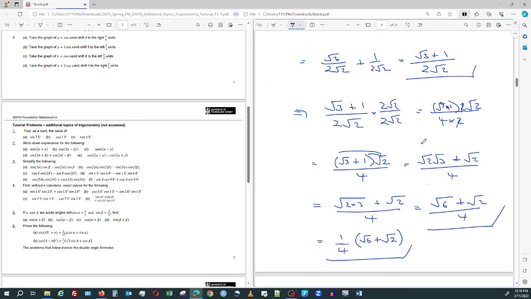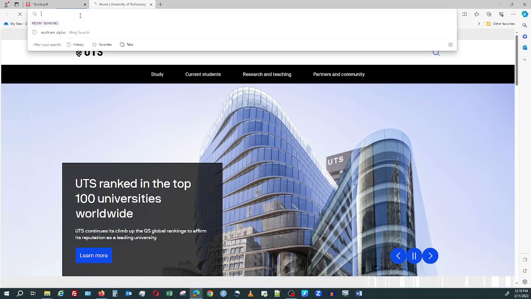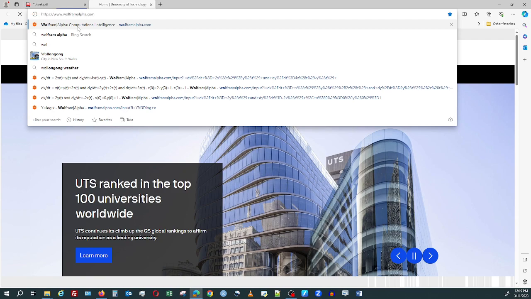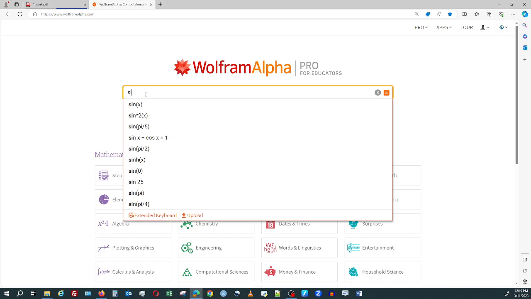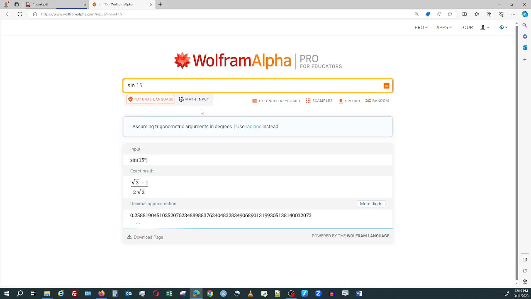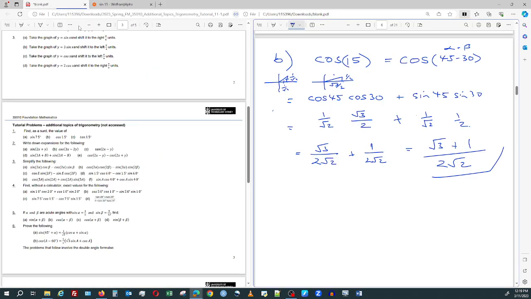Okay, so I want to check that. I'm going to use technology to help me check that because I'm too lazy to go looking for my equation sheet. That tells me if I put in sine 15, what do I get? I get an exact root. Now, there's a mistake in what I did. See that? Root 3 minus.